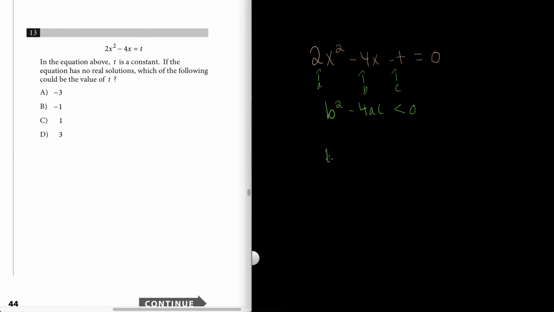Negative 4 squared is 16. Minus 4 times a, that's times 2, times c, which is negative t, and this is less than 0, but now we just solve this inequality. So we get 16 plus 8t, because there's two negatives, is less than 0. We get 8t is less than negative 16, so t has to be less than negative 2, dividing by 8 on both sides. And the only answer that is less than negative 2 is A.